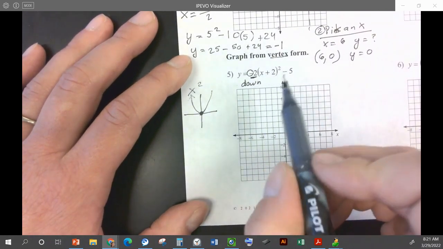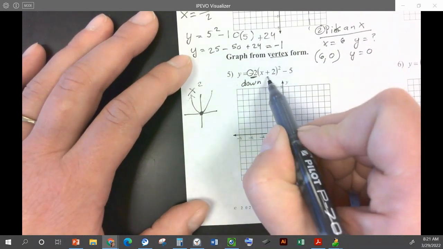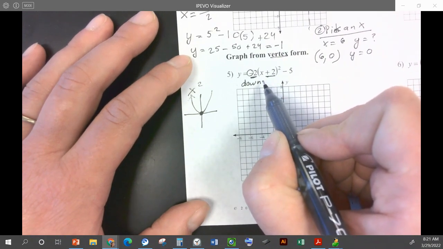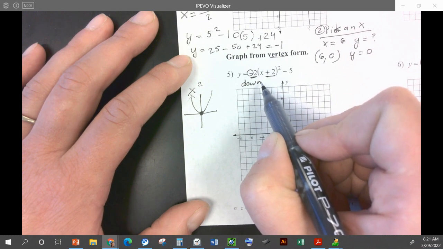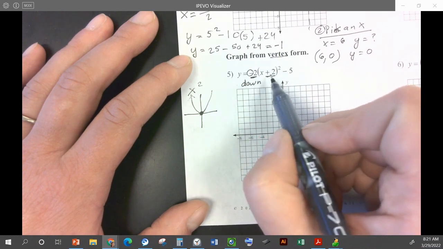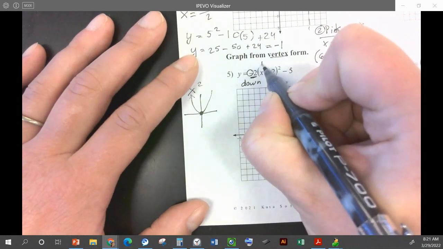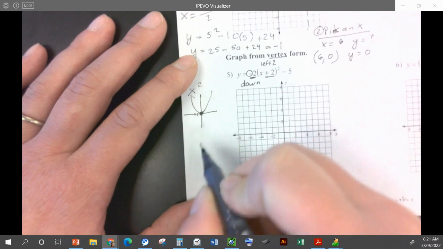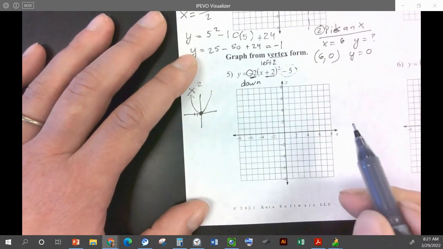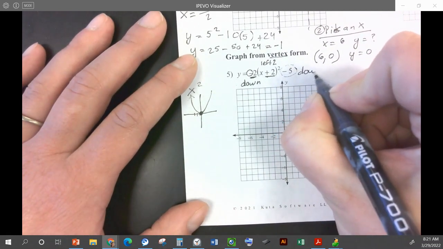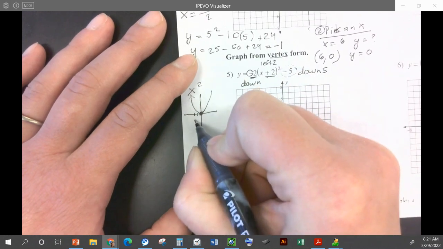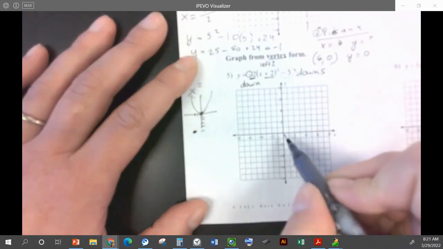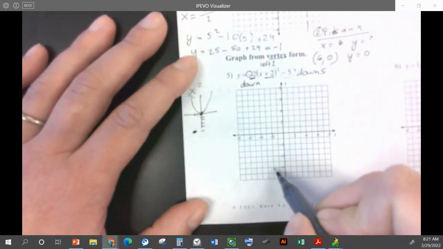So let's try to find the vertex. How will this shift? What is this +2 on the inside going to do? It's going to shift which direction? This is going to go left. Good. This is going to go left 2. So our vertex is going to go left 2. And then what does this do? Good, down 5. So left 2, down 5. 1, 2, 3, 4, 5. So our vertex is going to be down here.